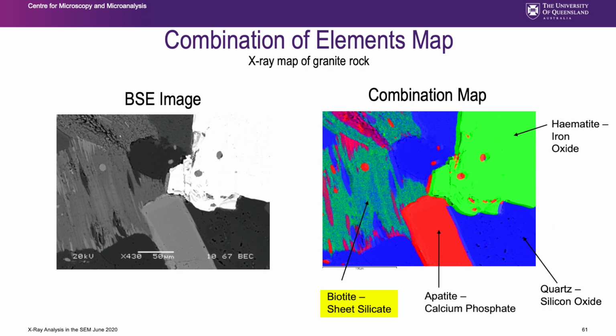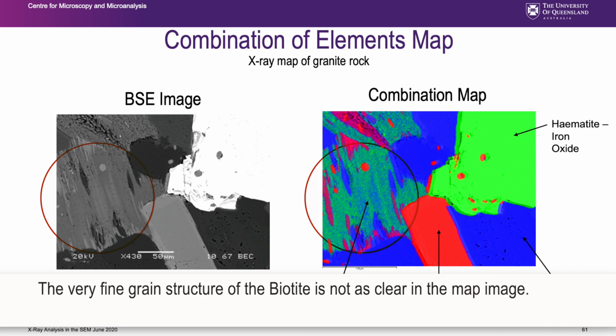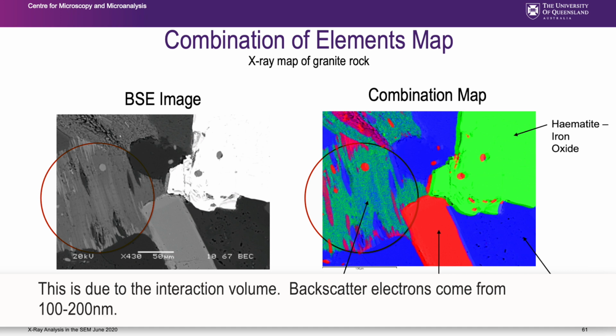And as you can see, the colours overlap and produce other colours. If you look at the backscatter picture to the left, you can see there's very fine grain structure in this biotite. When you look at the X-ray map, you can't see that fine structure nearly as well. That's because of the interaction volume.